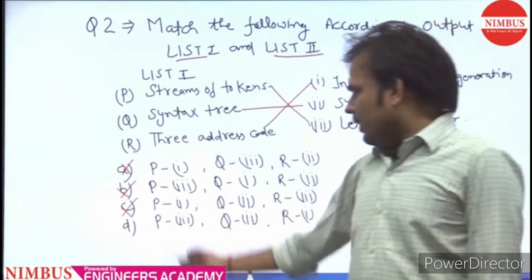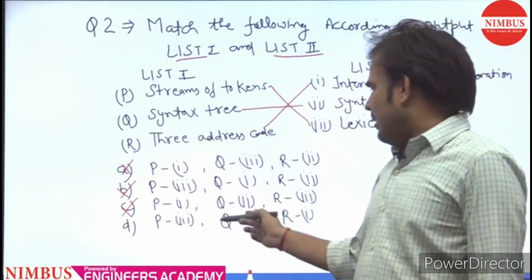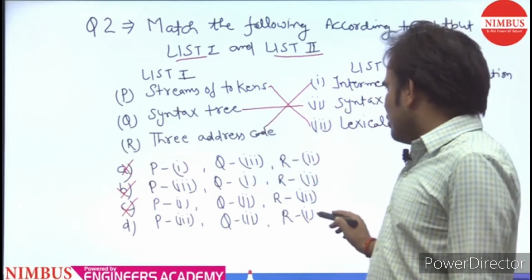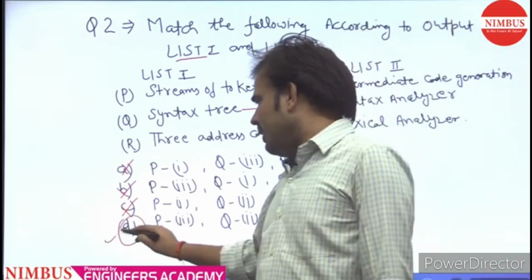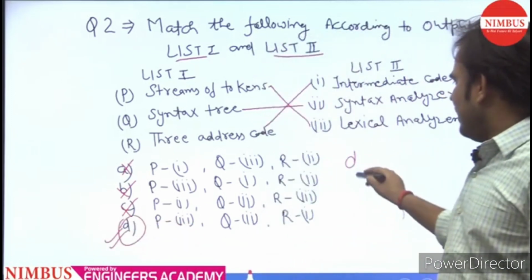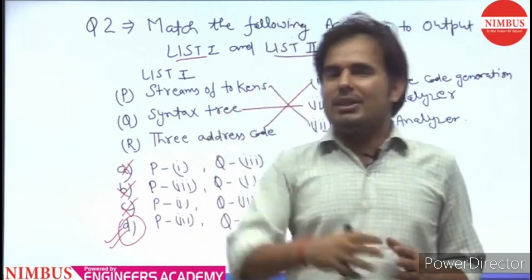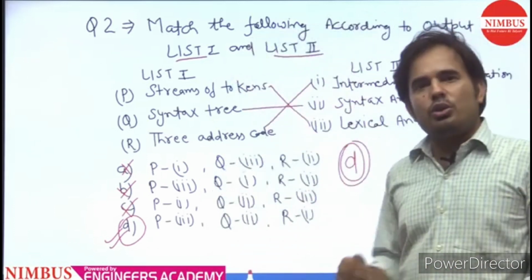Okay, check option D. P belongs to third, yes. Again Q belongs to second, yes. And R belongs to first, yes. So which option is correct here? Option D is correct here, if we match list 1 with list second according to the outputs. Okay guys, so this is also a good question.